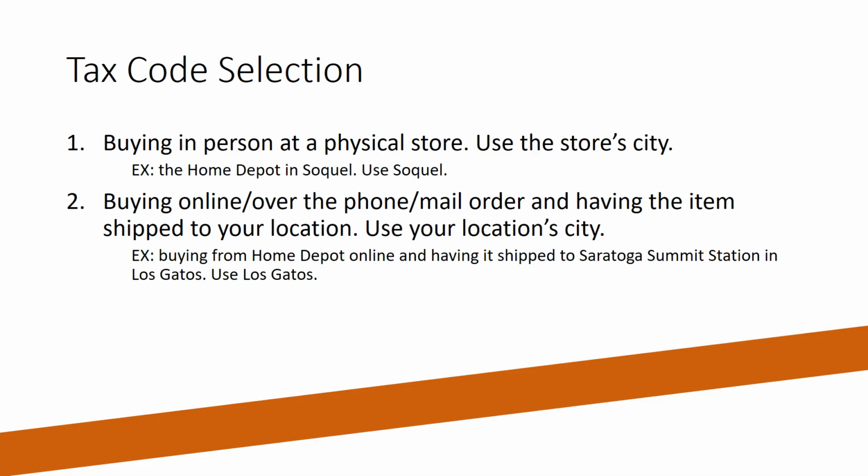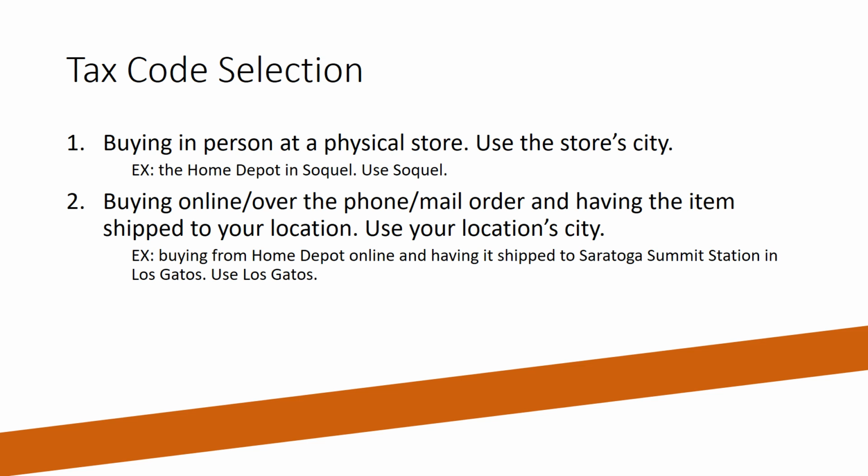There are 2 scenarios. One, you have walked into a physical store, let's say Home Depot in Soquel. In that magnifying glass search box, you would search for the city of Soquel and select it. Or 2, you are ordering online and having the item shipped to your location. In that case, you search for the city that is the address of your location. Let's say Saratoga Summit Station.